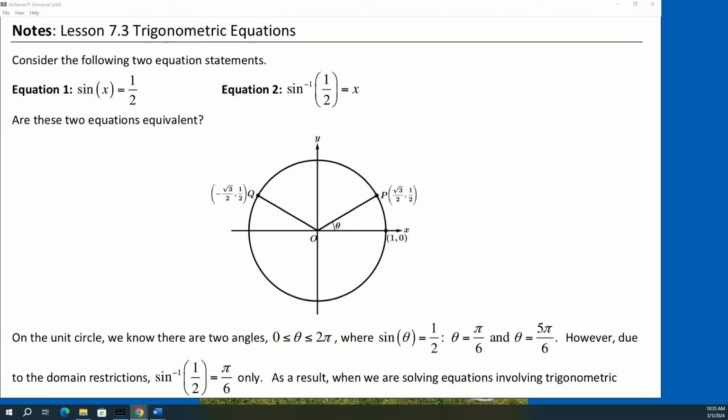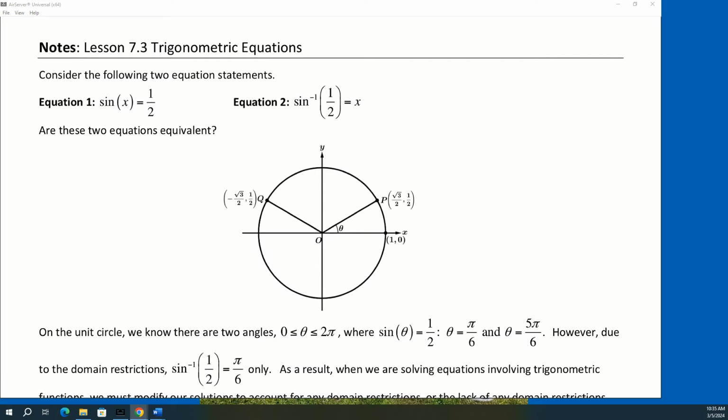Okay, so yesterday we were talking about the inverse trig functions, and the inverse trig functions give you an angle in a certain quadrant that has that sine or that cosine or that tangent. And so this first part, they want you to consider these two statements and consider if they are equivalent.